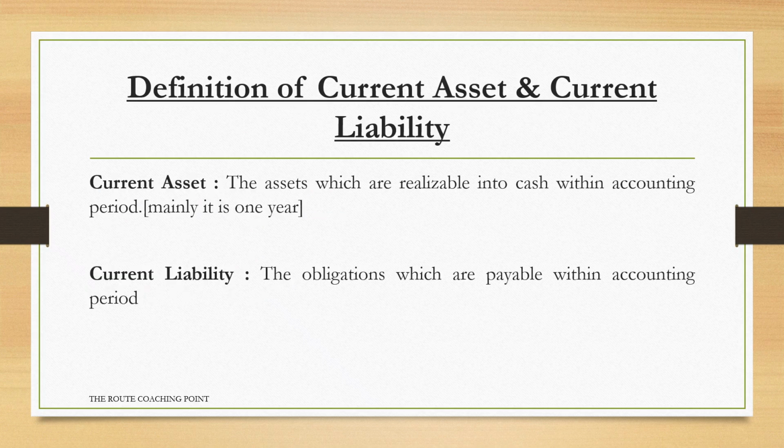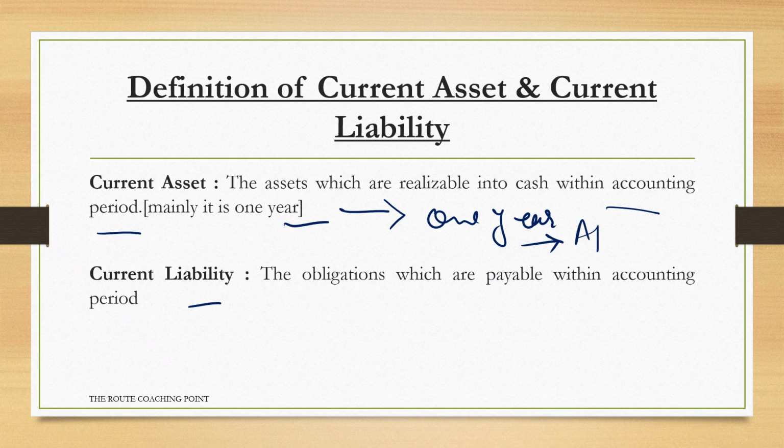Before knowing liquidity ratio, we need to know some important concepts. The first is current assets and current liabilities. So what is a current asset? The assets which are realizable into cash within an accounting period. It is mainly 1 year. In India, most of the companies have the accounting period as April to March. And what is current liability?